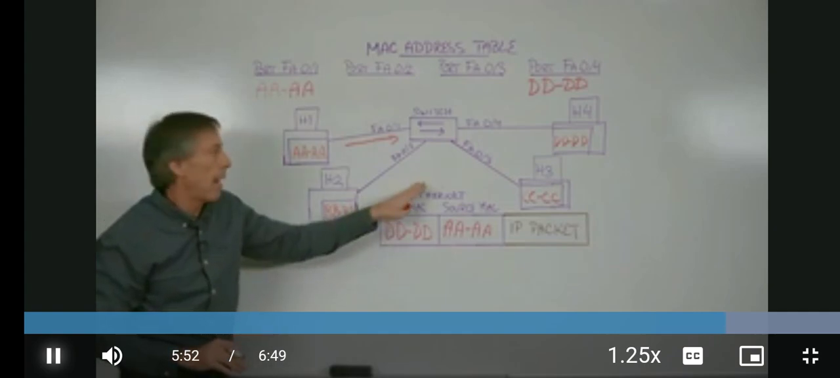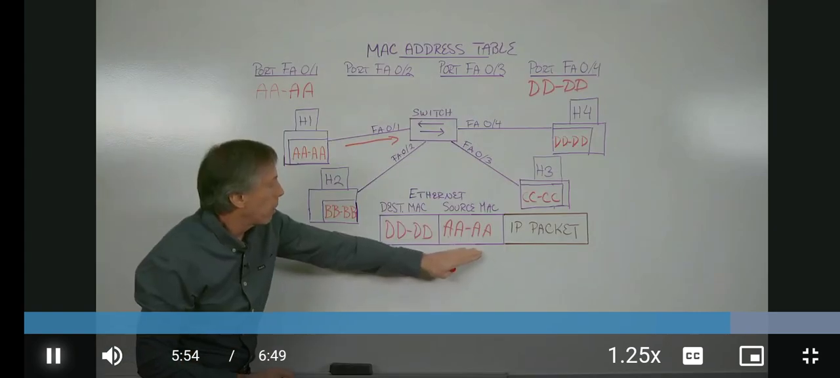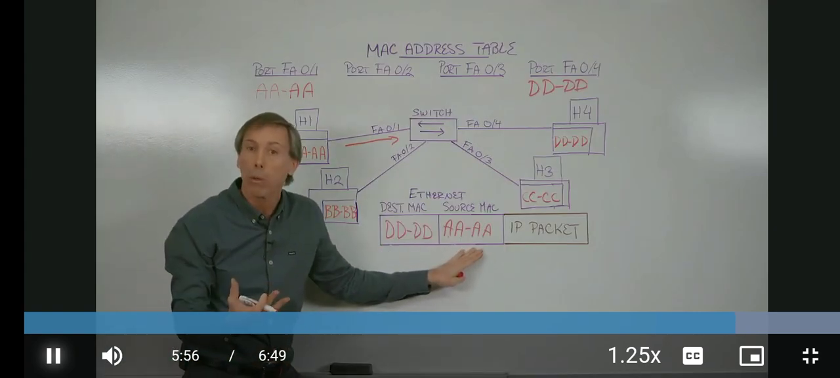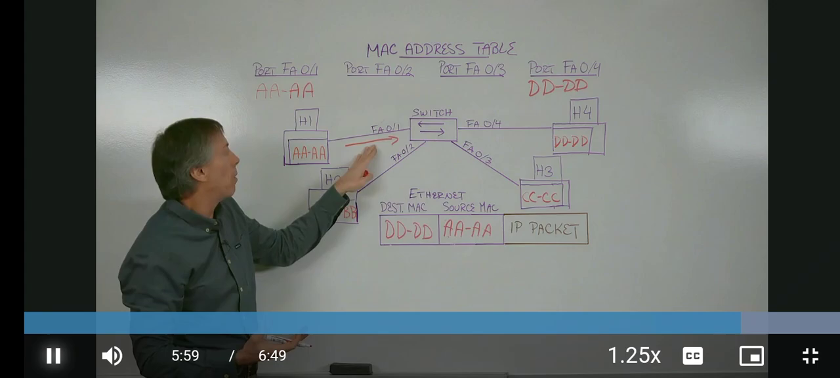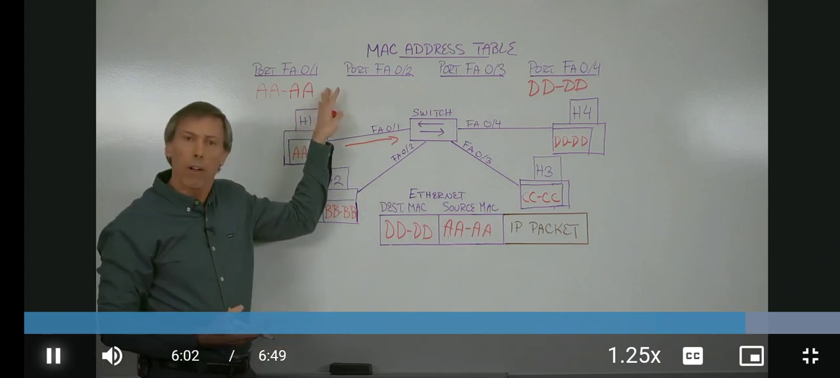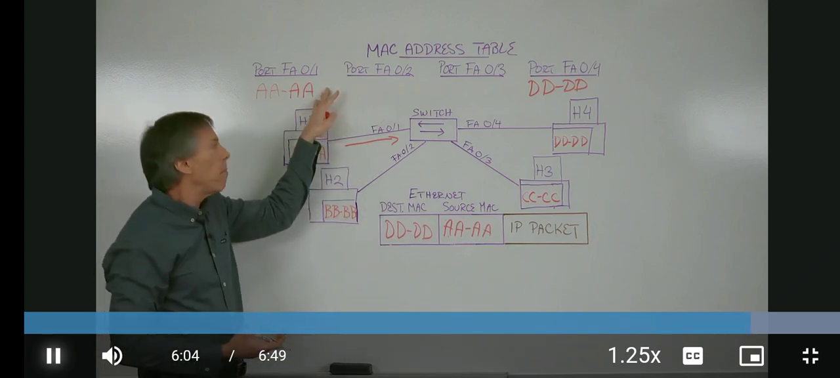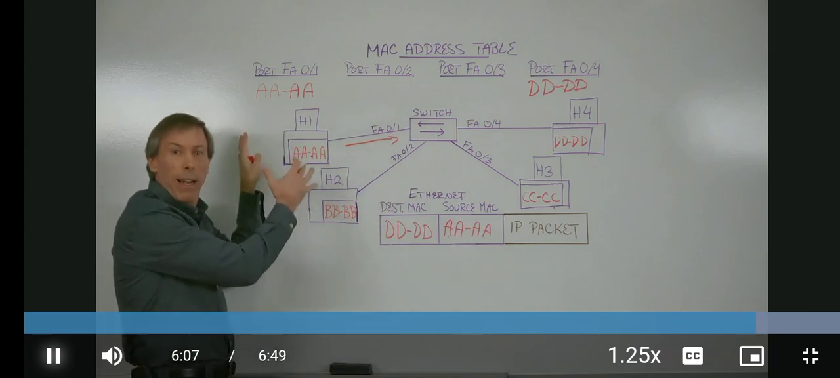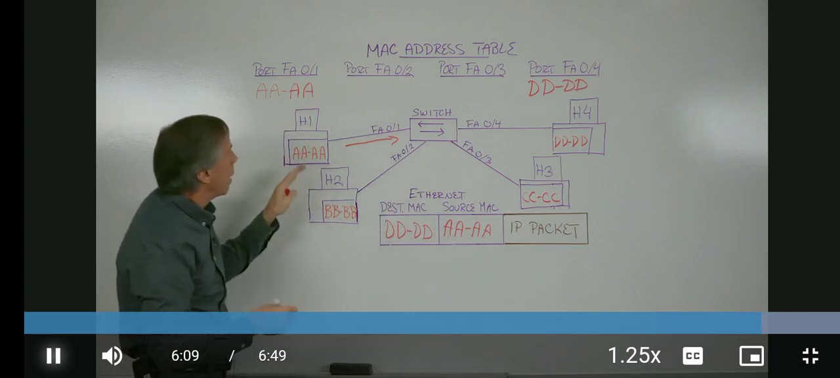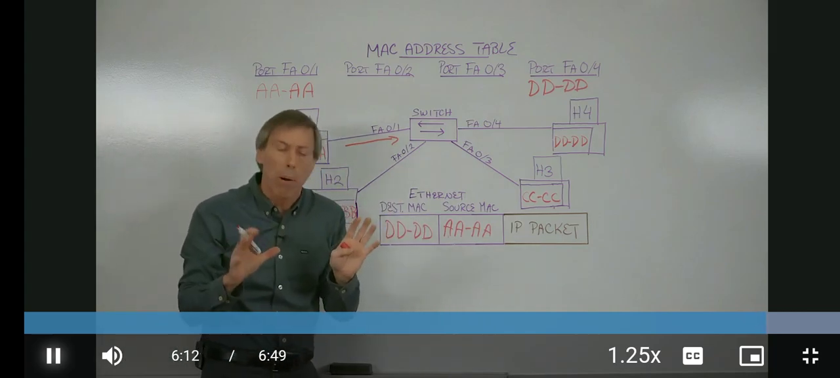The frame enters the switch. The switch says, do I know about this source MAC address on Fast Ethernet 01? Says, yeah, I've learned about it previously. Okay. So switches tend to keep this information in there for about 5 minutes. It says, okay, I've learned that, no problem.